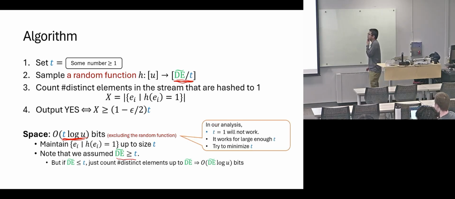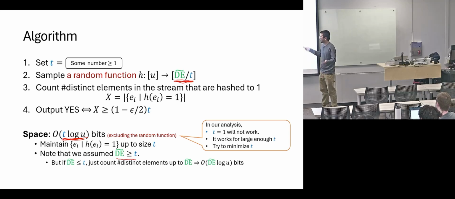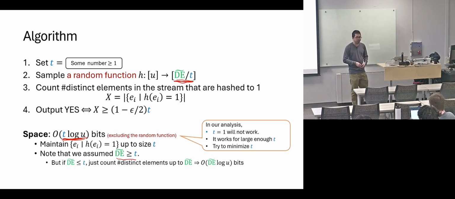We want T to be small, but we'll see in our analysis soon that when we set T to be just 1, it will not work. It will work with good probability once T is big enough, and we try to make T as small as we can, as long as it has a good probabilistic guarantee.